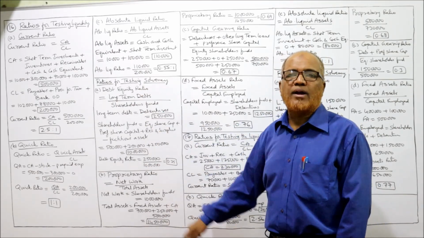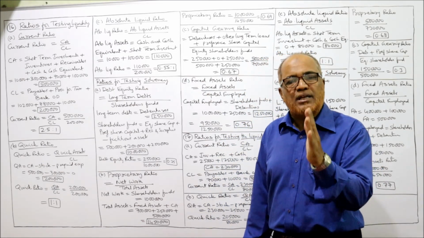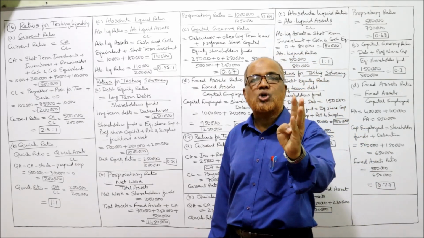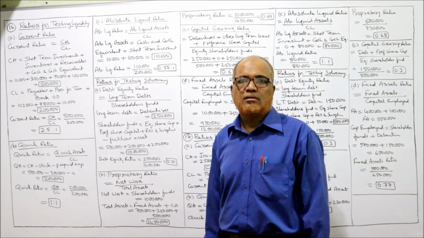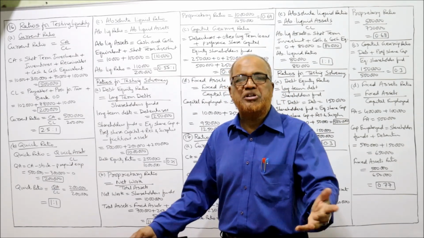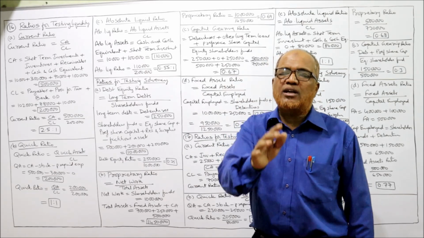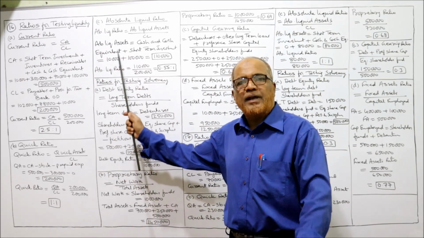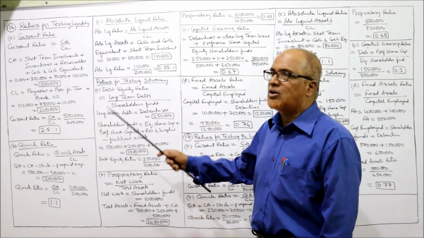The next, absolute liquid ratio. Absolute liquid ratio formula is absolute liquid assets by current liabilities. Now absolute liquid assets consist of cash in hand, cash at bank and short-term investment or marketable securities. Sometimes it is called marketable securities, sometimes short-term investment, meaning the same. So you have to include cash in hand, cash at bank and short-term investment. Cash in hand and cash at bank are called cash and cash equivalent.